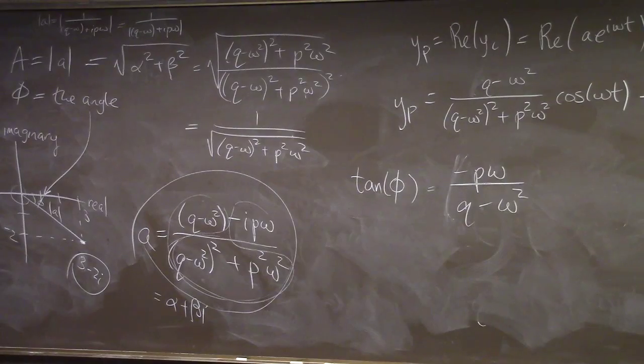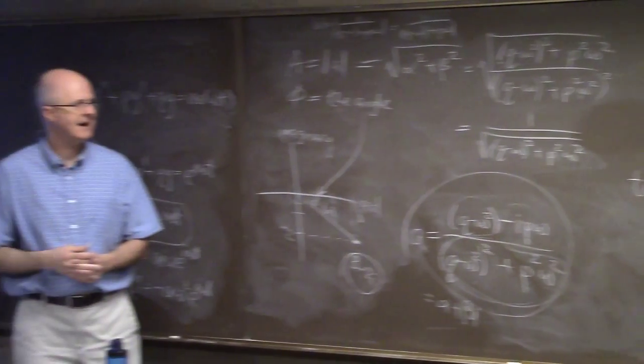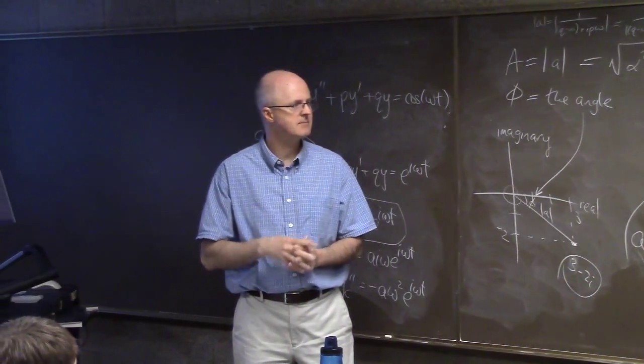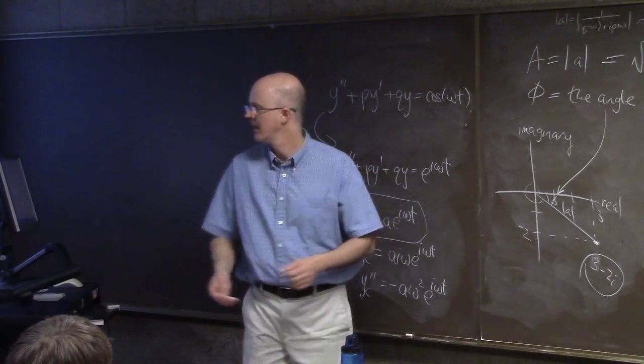Actually, when p, q, and omega are all positive, we're going to typically think of this at least as being an angle in the 3rd or 4th quadrant. You'll see the book talks about that.